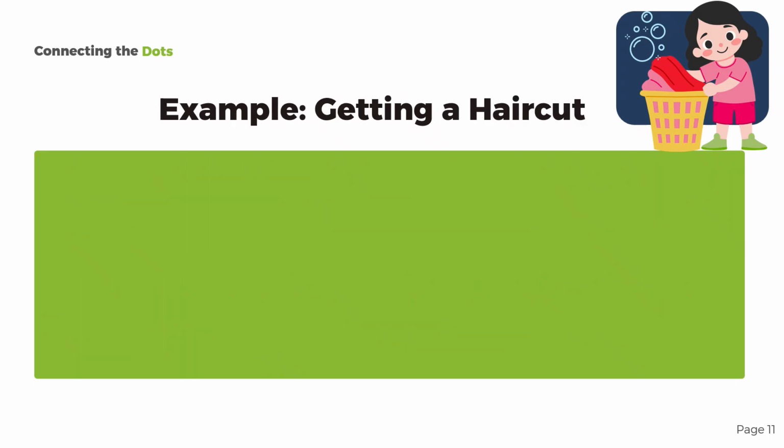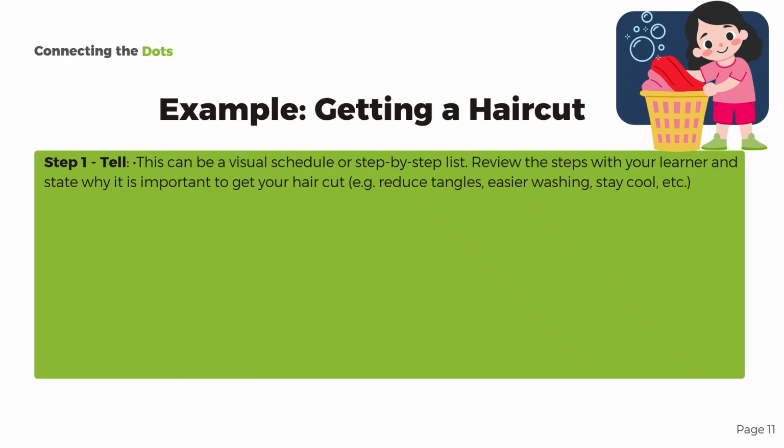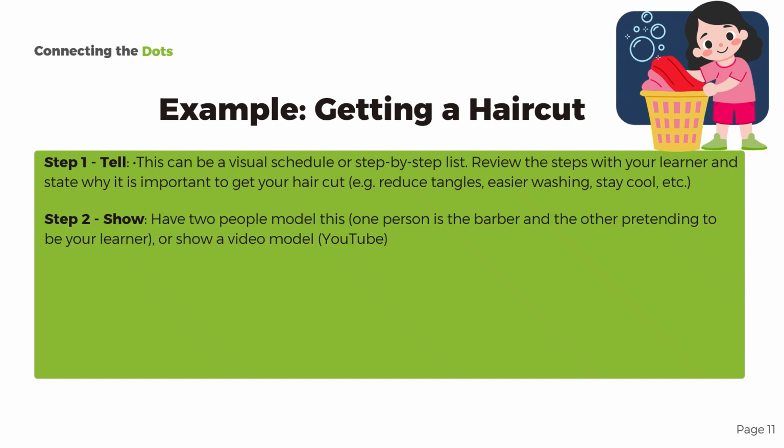For the example of getting a haircut, it would look like tell, which of course can also be a visual schedule or step-by-step list. Ways to explain why getting haircuts are important could be maybe reduce tangles, or makes it easier to wash our hair, or it helps us stay cool, and etc. For the show step, if you modeled it yourself, it's going to have two people for this, so one person could be the barber and the other is pretending to be your learner. Or of course, you could show a video model instead.